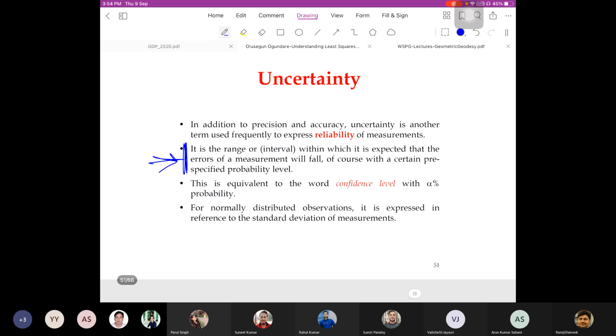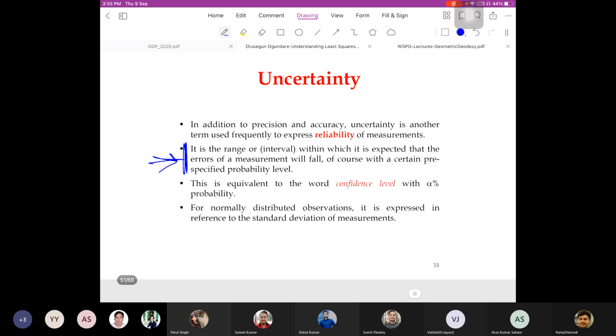So that's the same line written here. It is the range or interval within which it is expected that your errors of measurement will fall, obviously with a certain degree of probability level. Now you could also see how the statements will be formed. With 90% probability, tell me how your observation will fall with respect to the mean. With 95% probability, tell me where your observation falls with respect to the mean.